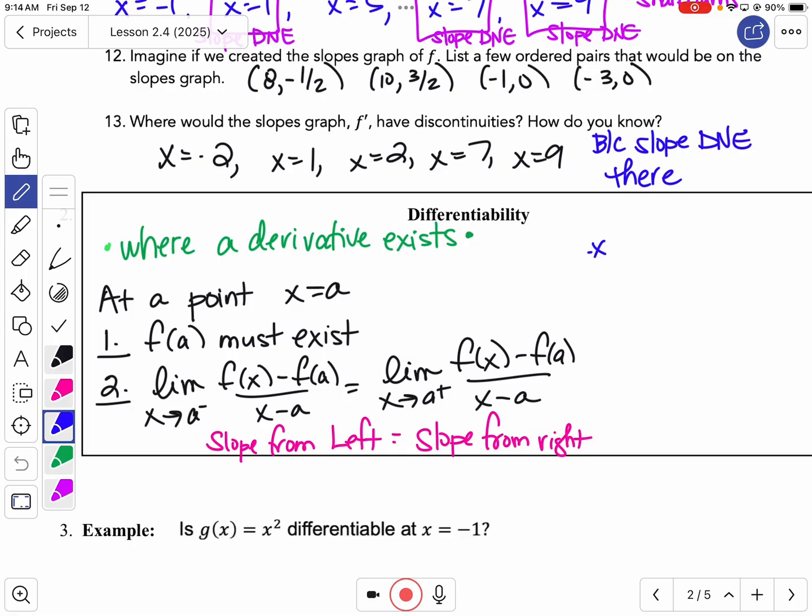Now, special caveat, there's no derivative at an endpoint. We can have a limit at an endpoint, but there's no derivative at an endpoint.